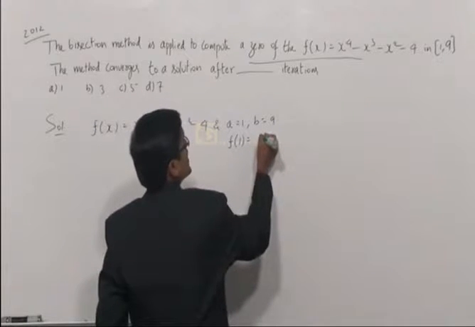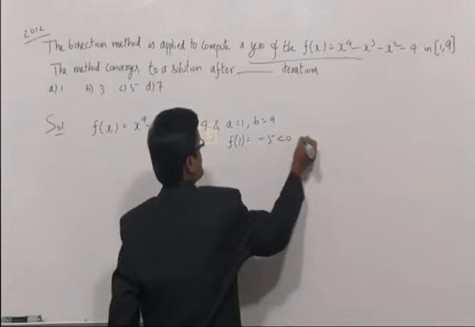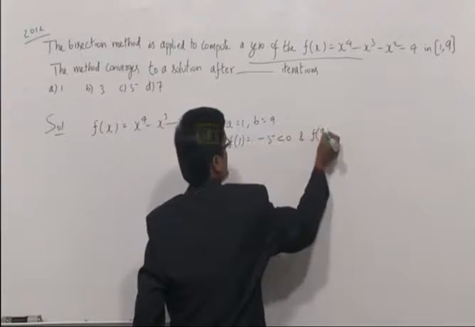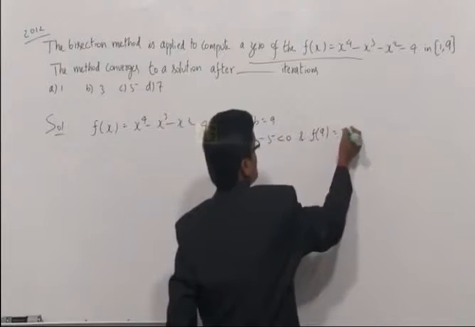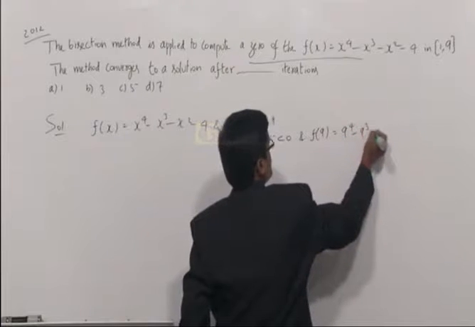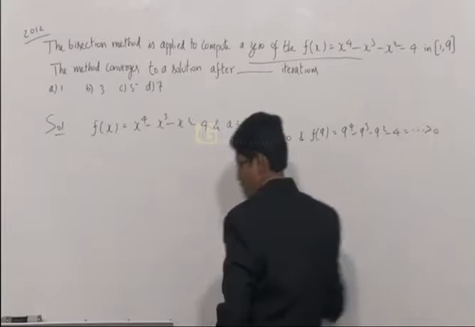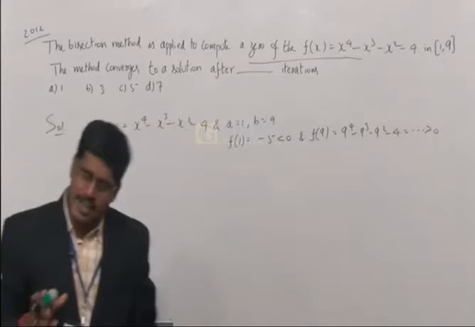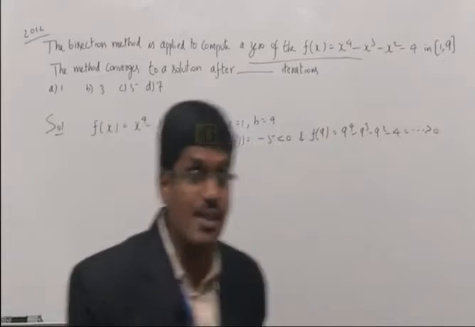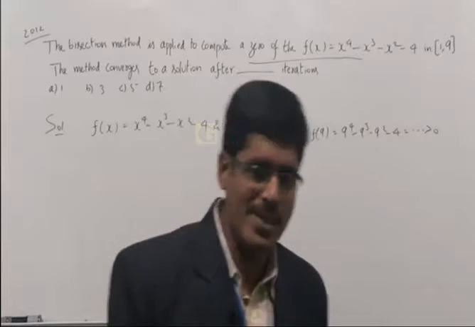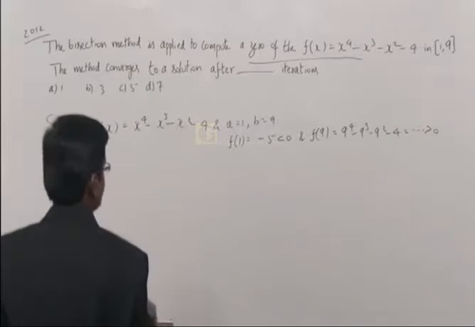f(1): this gives 1 minus 1 cancel, minus 5, less than 0. f(9): 9 power 4 minus 9 cube minus 9 square minus 4, whatever it may be, is greater than 0. But this method does not depend on the function values, it depends only on the signs. Signs means plus and minus only.